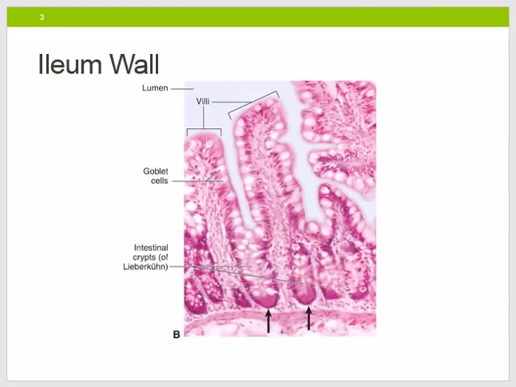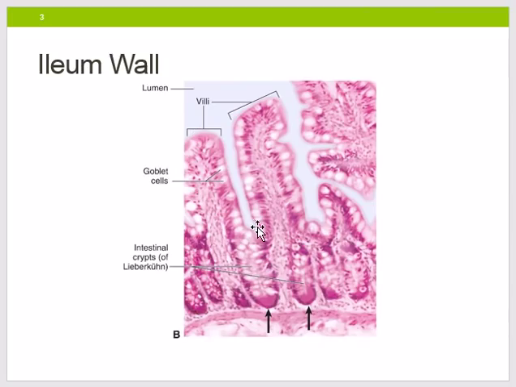Here you can see a section of the ileum wall. Remember that the ileum is that third portion of the small intestine. And what I'd like you to make note of, first of all, is the lumen, so this is where food is actually passing through. Remember that that's still part of our external environment. And these finger-like projections here are called villi, and they extend into the lumen of our gastrointestinal tract. And they contribute very much to this massive increase in surface area.